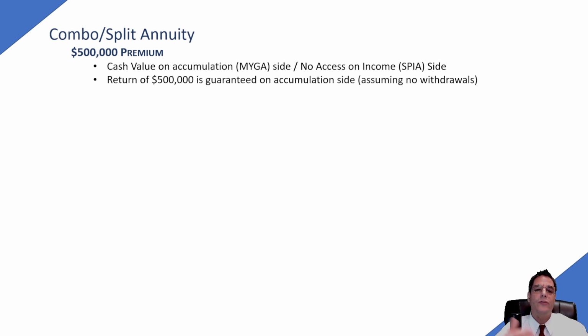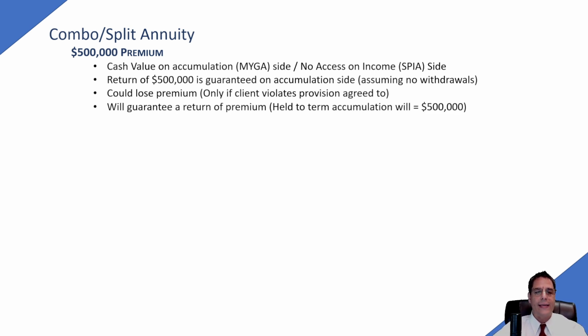And this assumes you don't access that accumulation side for any withdrawals, since it's all coming from the immediate annuity SPIA side. It could lose premium. How? Only if the client violates the provisions they agreed to. So they leave the contract before the term, or they take excessive withdrawals above what they agreed to. Things like that, you could lose some premium if you break the deal.